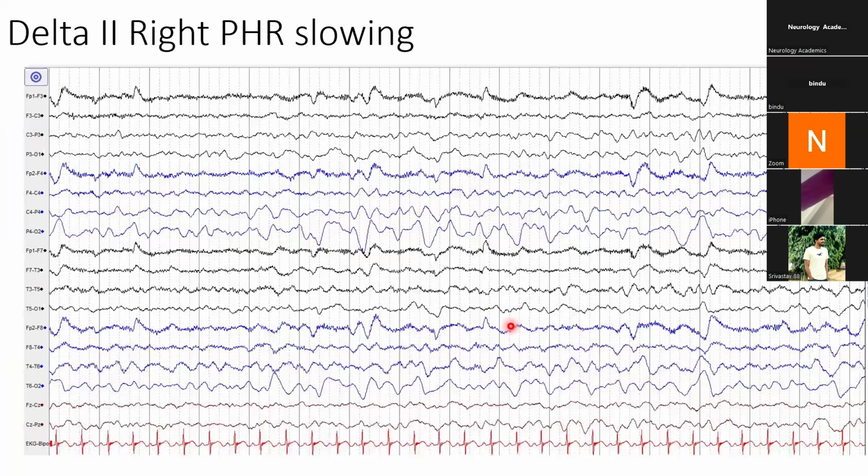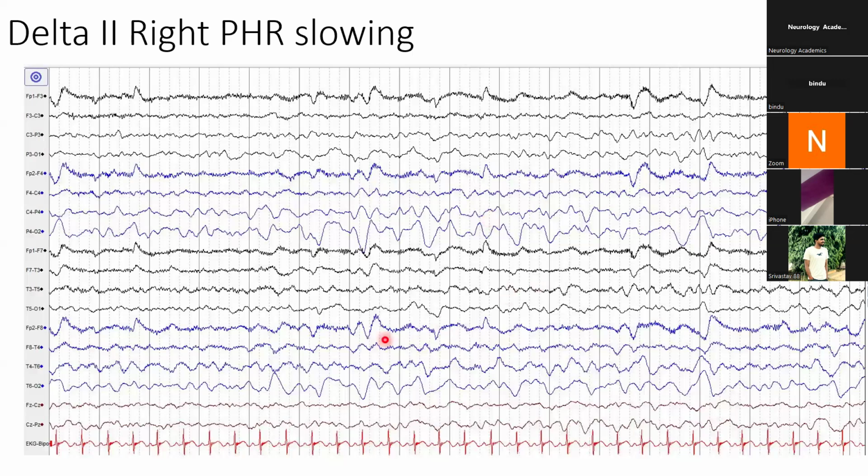Here also we can see a low to medium amplitude continuous delta activity seen in the right posterior head region, mainly in the P4O2 and the T6O2 chain. So this is a continuous slowing. So delta grade 2 right posterior head region slowing.